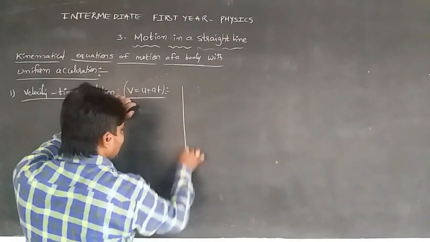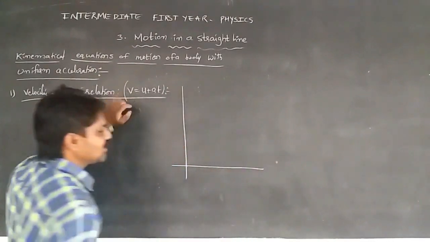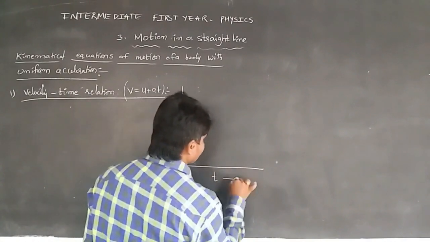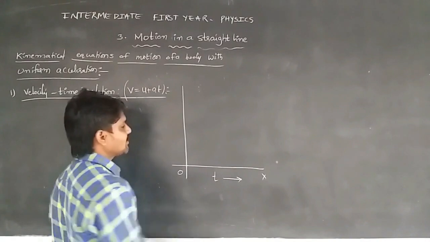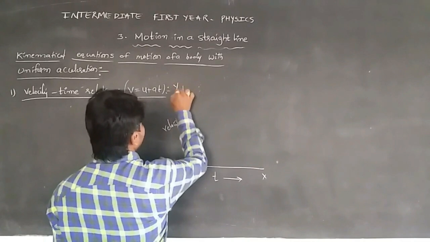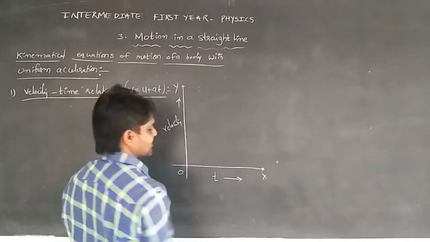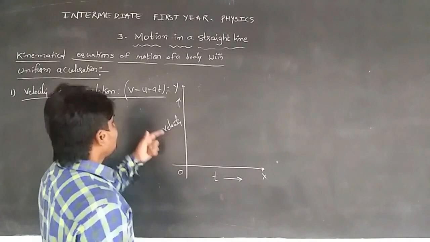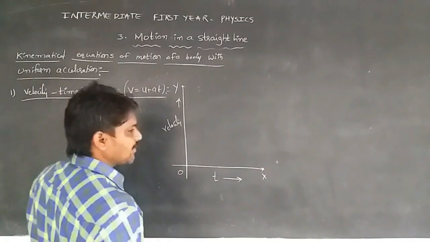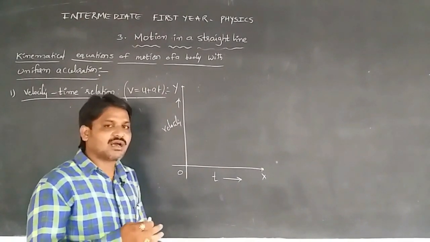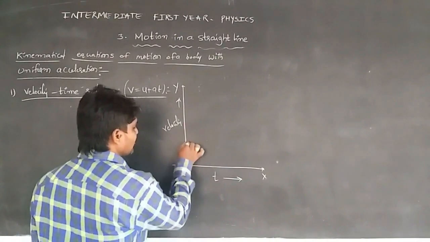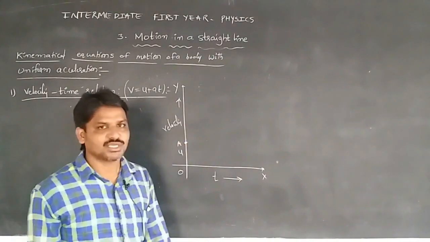Then by using the graphical method, listen carefully. Time is taken along the x-axis and velocity along the y-axis. I already mentioned that this is uniform acceleration. What is meant by uniform acceleration? Consider a particle already having some initial velocity u.